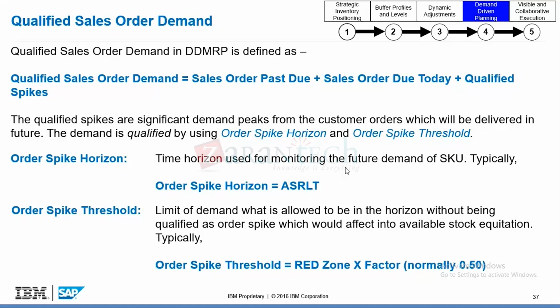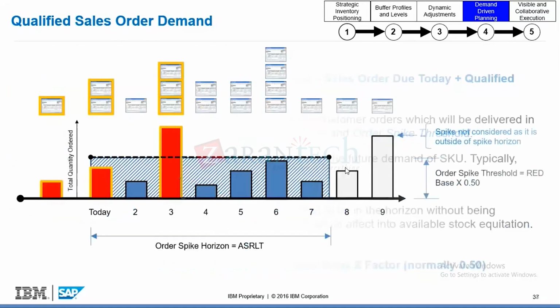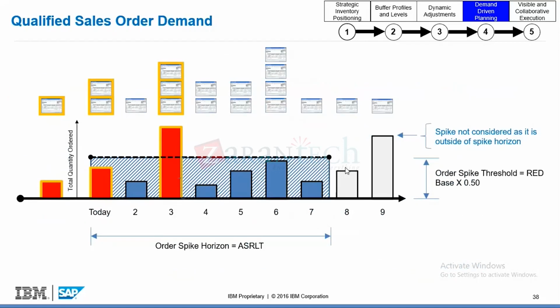So spike horizon is the order spike horizon, which is equal to the actively synchronized RLT. That is the time horizon for monitoring of future demand of SKU. And threshold is the limit of demand that is allowed to be in the horizon without being qualified as an order spike. So order spike threshold will be our red zone into the factor, and this factor is 0.5 generally. So that is our qualified sales order demand.